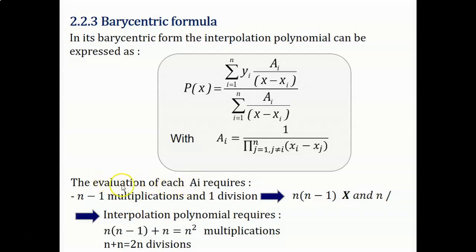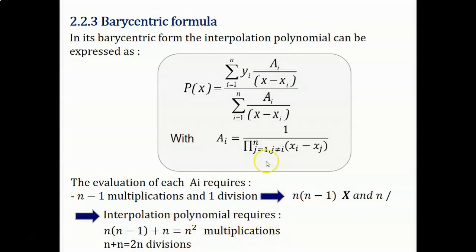Now let's calculate the number of multiplications and divisions that this expression requires. Each ai requires n minus 1 multiplications and 1 division. Because we need to evaluate n quantities ai, one for each point xi, we have n times n minus 1 multiplications and n divisions. Now when we want to calculate the sum, the interpolation polynomial, we have n additional multiplications. Basically yi multiplied by this quantity is 1 multiplication. You do it n times, so it's n additional multiplications. So you add it here, you get n squared multiplications.